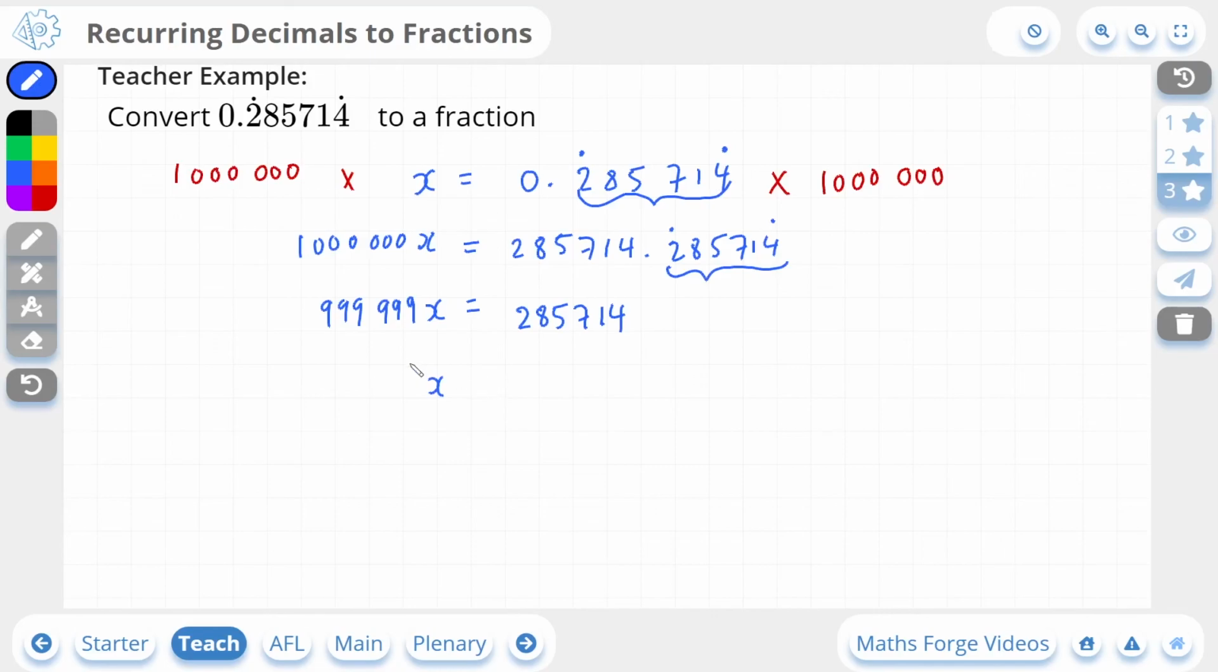Now dividing both sides by 999,999, this is going to give us 285,714 over 999,999. And using a calculator to simplify this, this is going to give us the following, 2 over 7. So 0.285714 recurring is going to be 2 over 7 as a fraction. And if we check our answer, there it is.